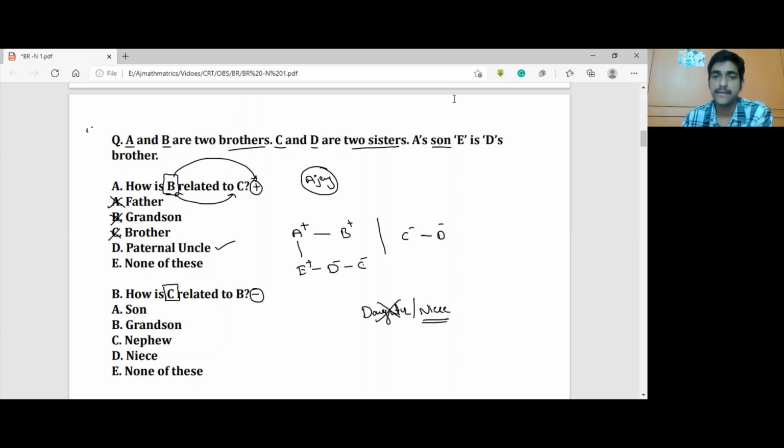Now let's verify. B's brother is A, brother's daughter. Brother's daughter means what? That will be a niece. And as we know, C is a female, so we eliminate these three options. See how simple it is. Let's get into the next question.